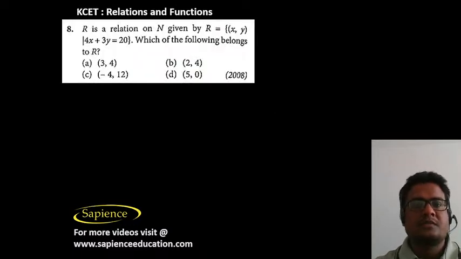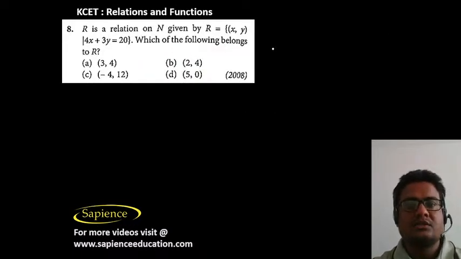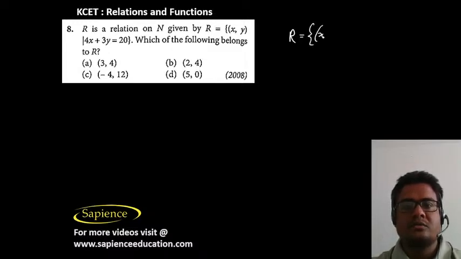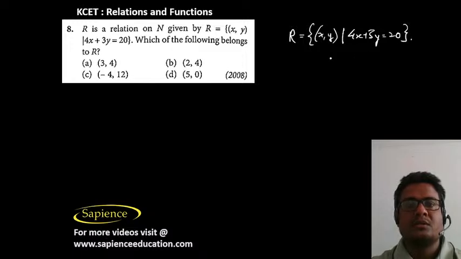And then R is a relation on the set N given by R equal to the relation which consists of all the ordered pairs x comma y, such that 4x plus 3y is equal to 20. Which of the following belongs to R?